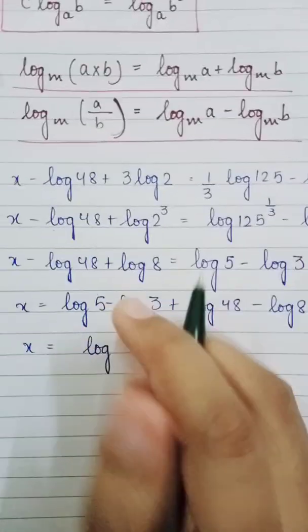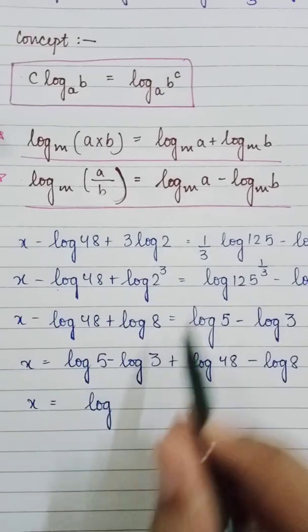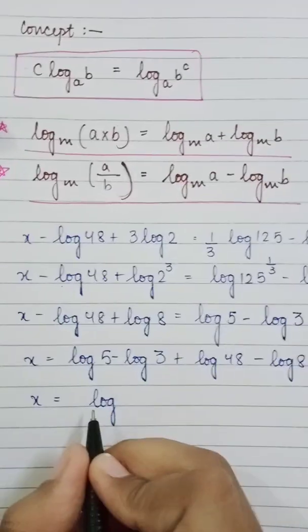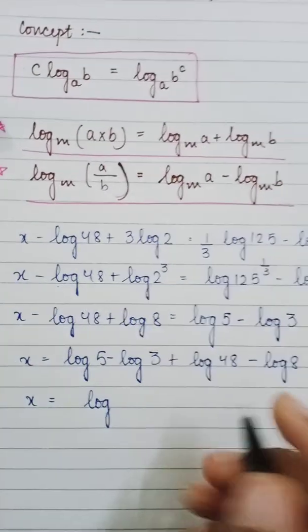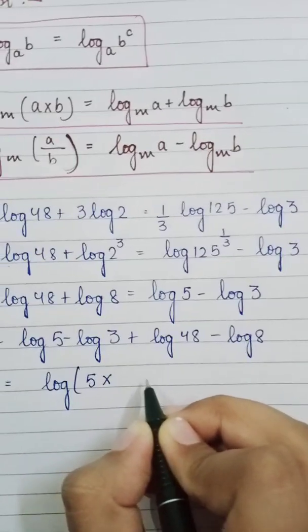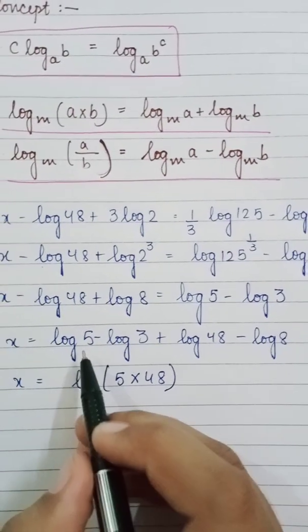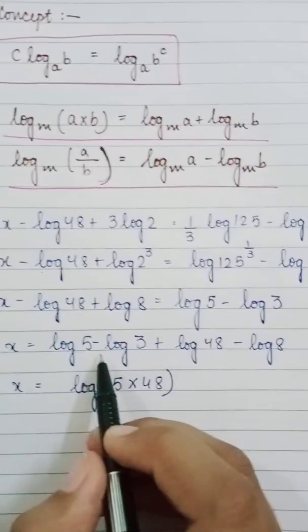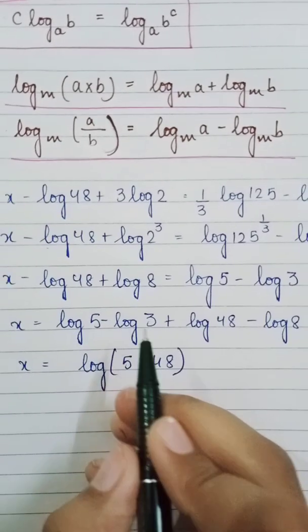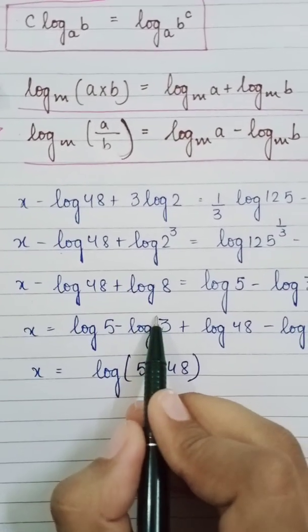x is equal to log, so if there is a plus sign between the logs, the base is the same, which is 10 because no log base is given, then it will be 5 into 48. As they are only with the plus sign, always remember the sign of any number is the sign present before it.